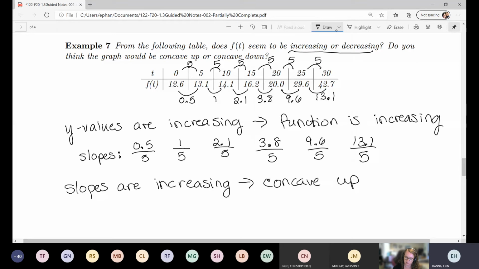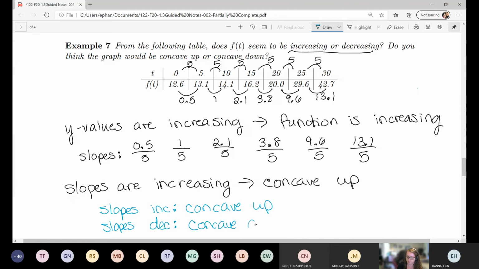So let me make a little note in a different color to denote that it's just a general note, not for this particular question. So if slopes are increasing, it's going to be concave up. And if slopes are decreasing, it's going to be concave down. So I know I went through that pretty fast, but it's because I got to get to this very last thing. Questions on that? Really quick.